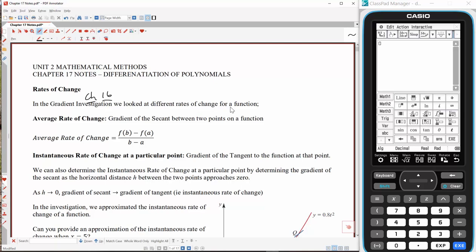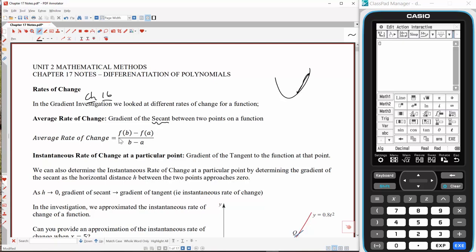different rates of change of a function. And remember, what we could calculate was the average rate of change, which was the gradient of the secant between 2 points on a function. So remember, what we were choosing is 2 points and calculating the gradient of the secant.